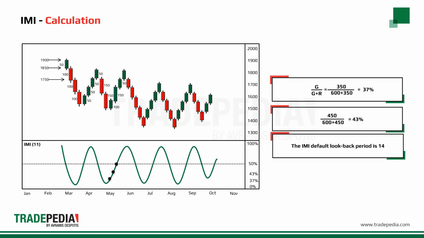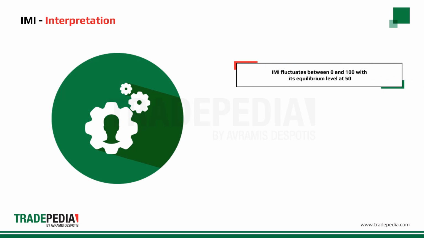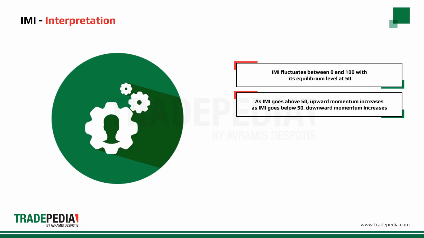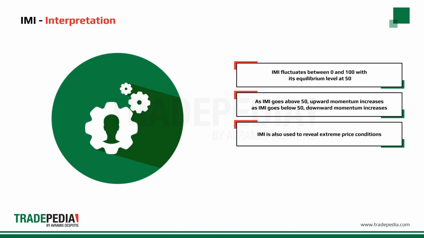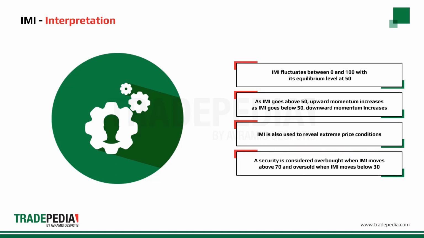Similar to the RSI, the IMI default look-back period is 14, but can also be changed to alter the sensitivity of the oscillator. IMI fluctuates between 0 and 100, with its equilibrium level at 50. As it goes above 50, upward momentum increases. As it goes below 50, downward momentum increases. Like RSI, IMI is also used to reveal extreme price conditions. A security is considered overbought when IMI moves above 70, and oversold when IMI drops below 30.